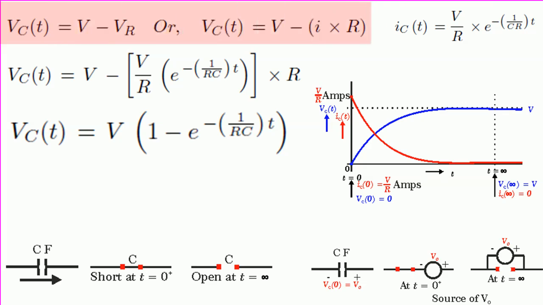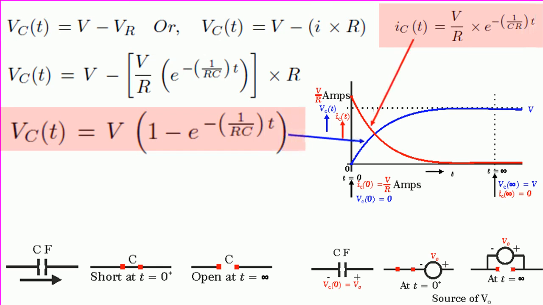To find the voltage across C, we know that Vc is equal to V minus Vr, and Vr is equal to I into R, and by substituting the value of I, we get Vc is equal to V into bracket 1 minus e to the power of minus t by tau. By drawing both the graphs of Vc and Ic, we get the graphs as shown in figure.